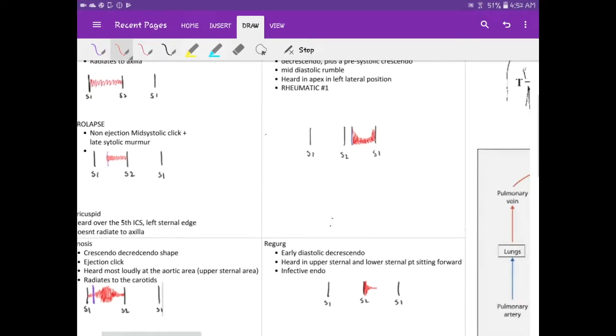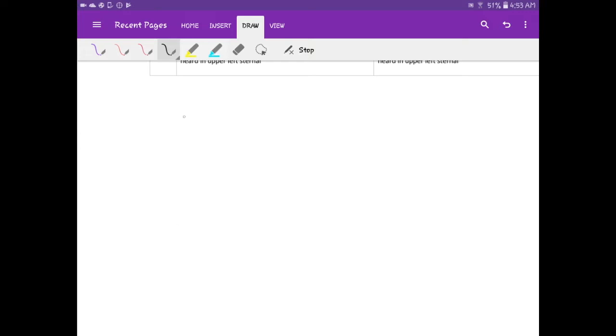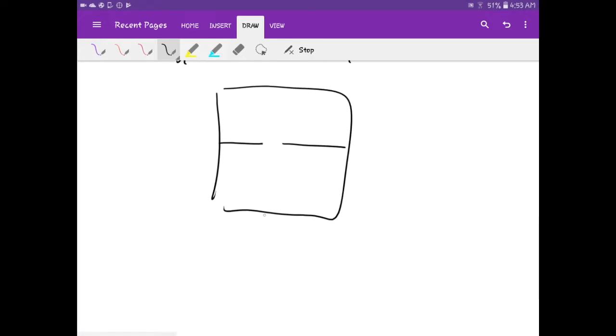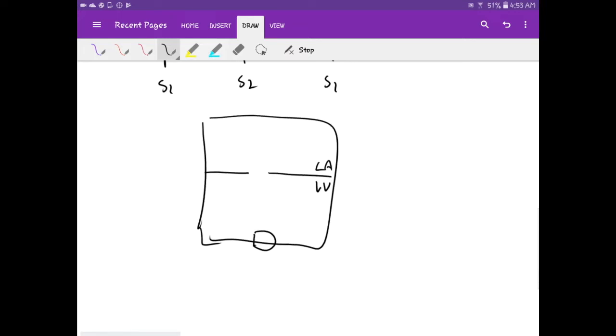Okay, now let's move on to diastole. S1, S2, S1. We said that this is systole, and this is obviously diastole. Alright, so again, left atrium, left ventricle, very simplistic diagram. So what do we have in diastole? This is diastole, right? The blood is moving, let me make this bigger, the blood is moving in this direction. So if the blood's moving in this direction, then you'd have a mitral stenosis.